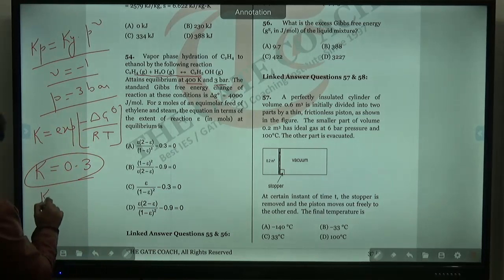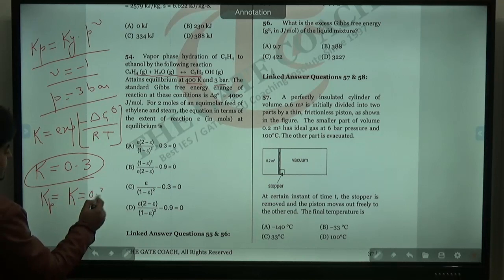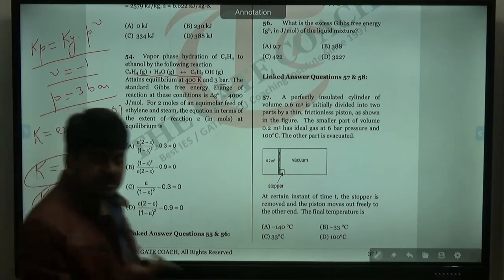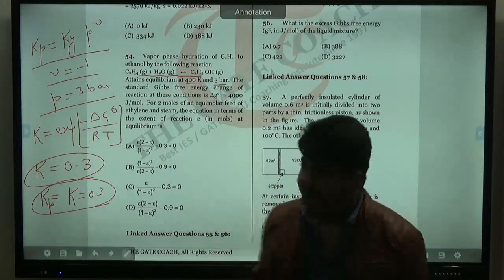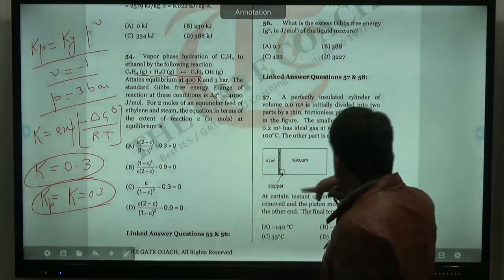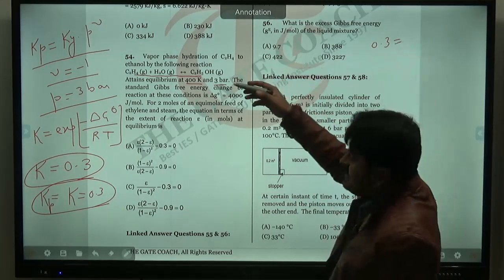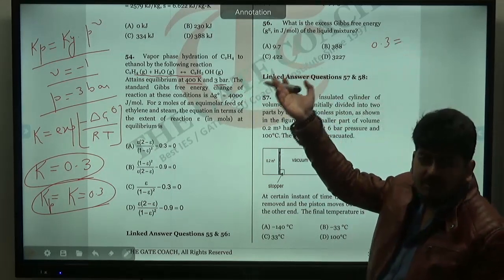So K will be equal to Kf and Kp. Nothing is given about the solution, so we will consider that as an ideal solution. So Kp will be 0.3 directly. So Kp is 0.3. Ky is the product of Yi to the power nu i.